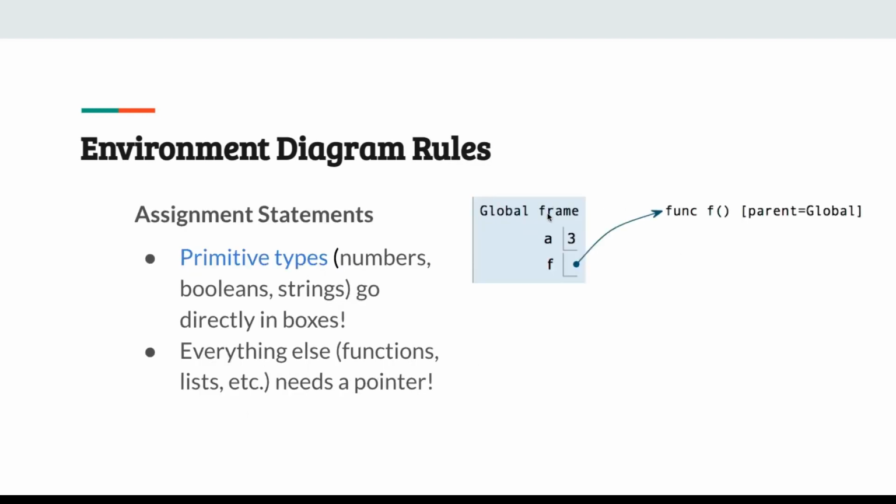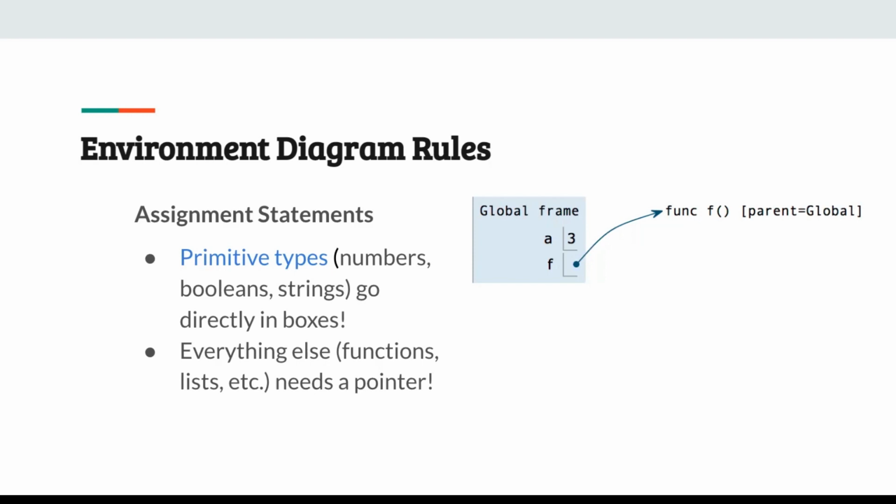Okay, so just some more rules. In an environment diagram, we draw a box to indicate that we are working in a frame. Usually, as soon as we run a program, we start off with our global frame, and then we write out our variables in the order in which they're defined.